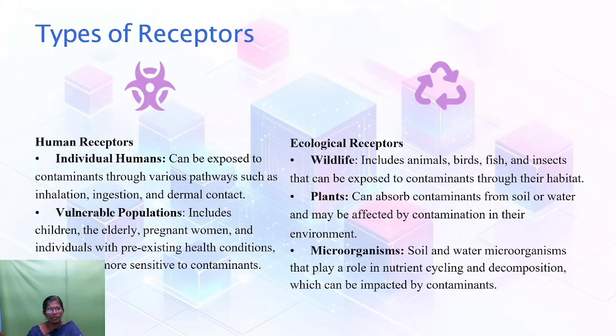The vulnerable or weak population, weak persons like children, elderly people, pregnant women and individuals who already have some health issues. Then ecological receptors are wildlife like birds, animals, fish, etc. Plants also can absorb these contaminants. Microorganisms are also receptors. So soil and water microorganisms play a role in nutrient cycling and decomposition. So this also will be impacted by the contaminants.